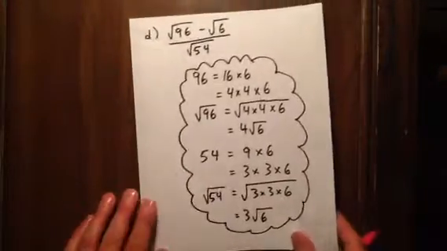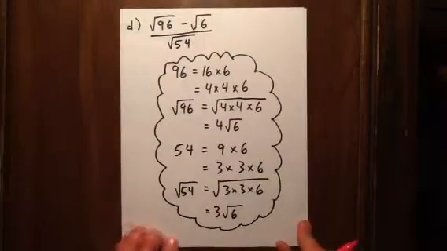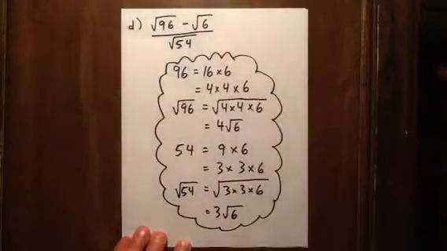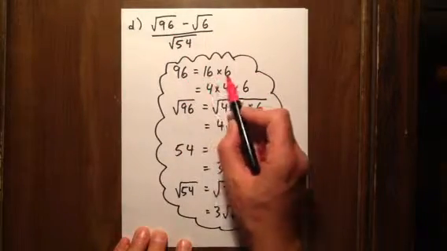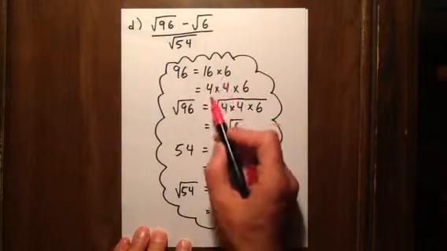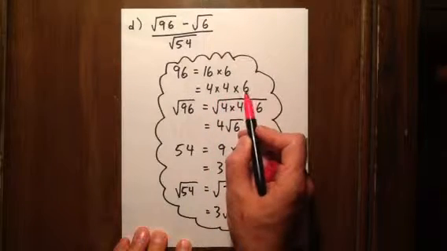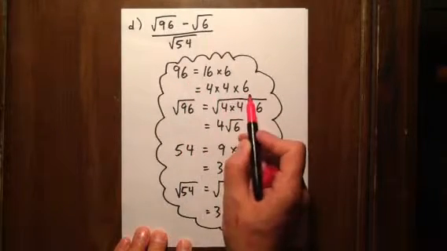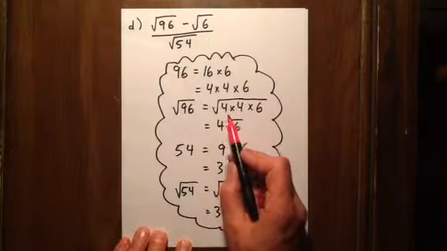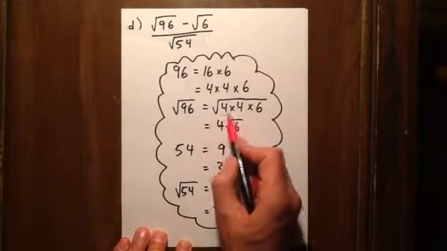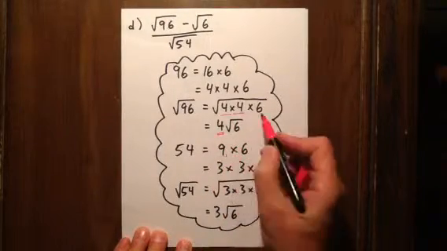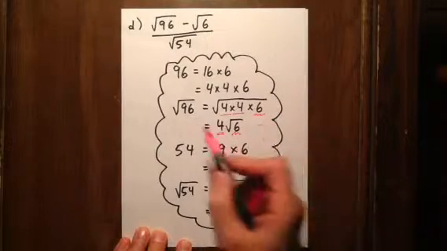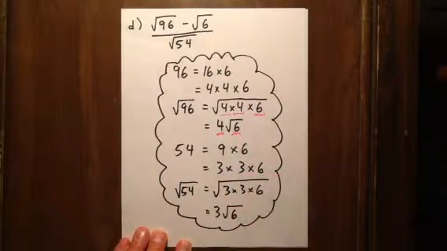Okay, now our next question is pretty neat. We want to simplify the square root of 96 minus the square root of 6 all over the square root of 54. Well, let's simplify 96. 96 is the same as 16 times 6. 16 times 6 is the same as 4 times 4 times 6. So 96 is 4 times 4 times 6, which means root 96 is root 4 times 4 times 6. Take these 4's that are both inside and factors and put one of them on the outside. That 6 stays alone on the inside. So the root of 96 is 4 root 6.